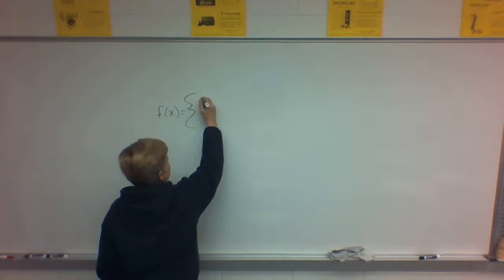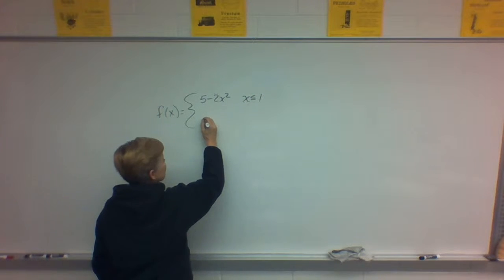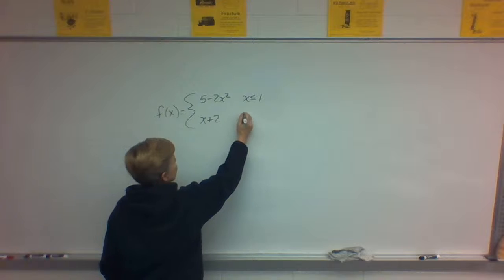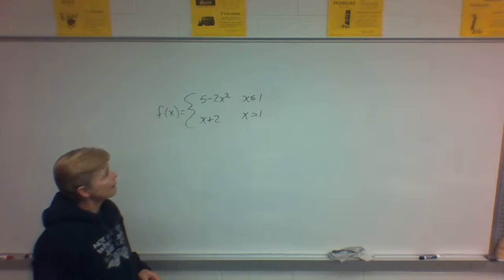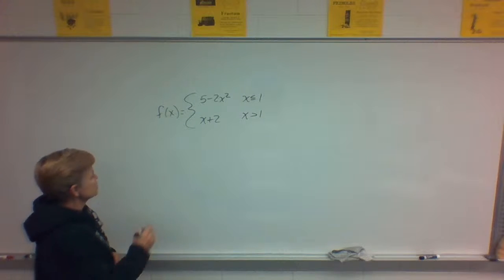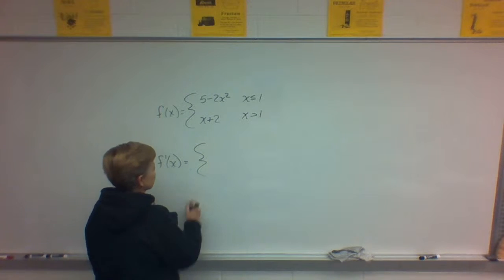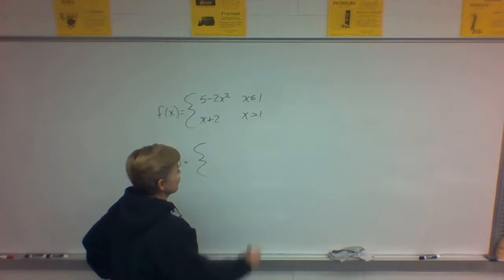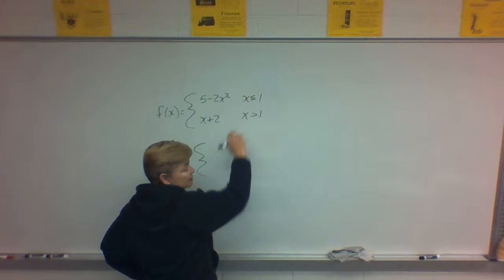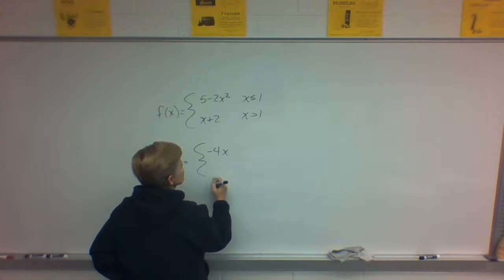So what is this? What's the first function? 5 minus 2x squared, for x less than or equal to 1. And then it's x plus 2 when x is greater than 1. What is the derivative of this function? It's still at these boundaries that they switch places in this x. What's this derivative? Negative 4x. What's this one's derivative? 1.